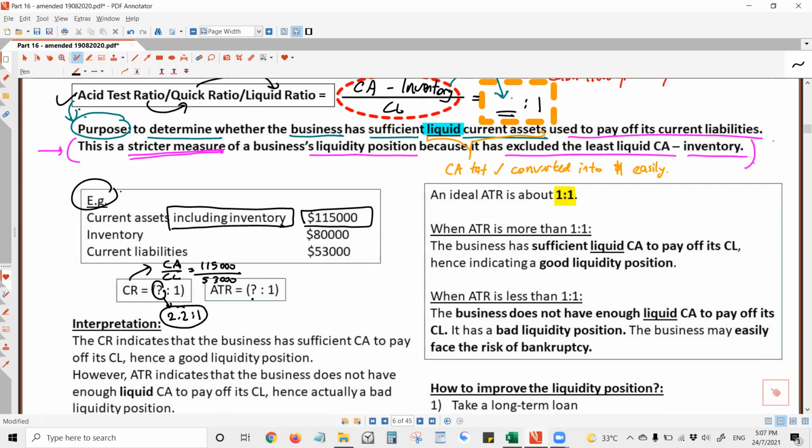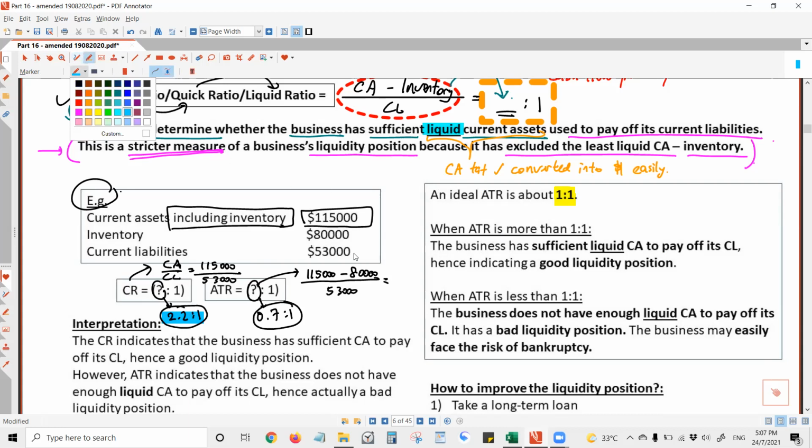Okay, and then the ATR. So based on current ratio, does it look good? Yes, right? 2.2 to 1, around the ideal 2 to 1. So this looks good. Okay, now ATR. You have to take the total CA 115,000, remove the inventory 80,000 over 53K. Okay, see what you get. 0.7. Yes, correct.